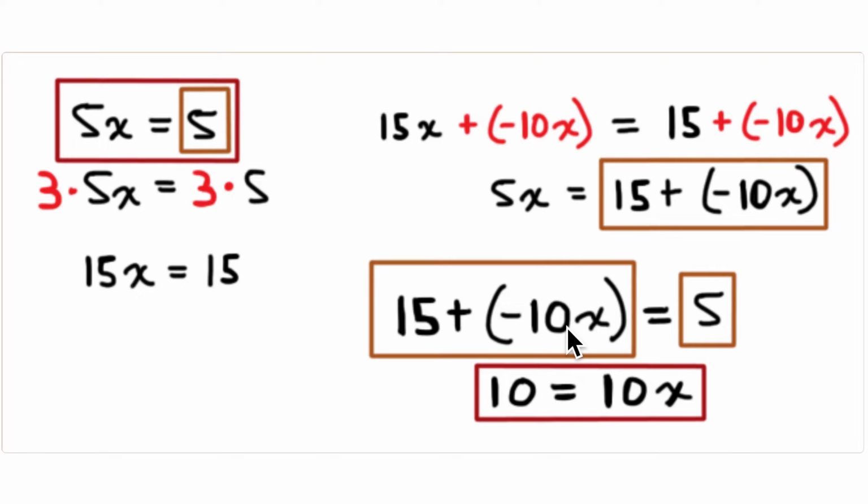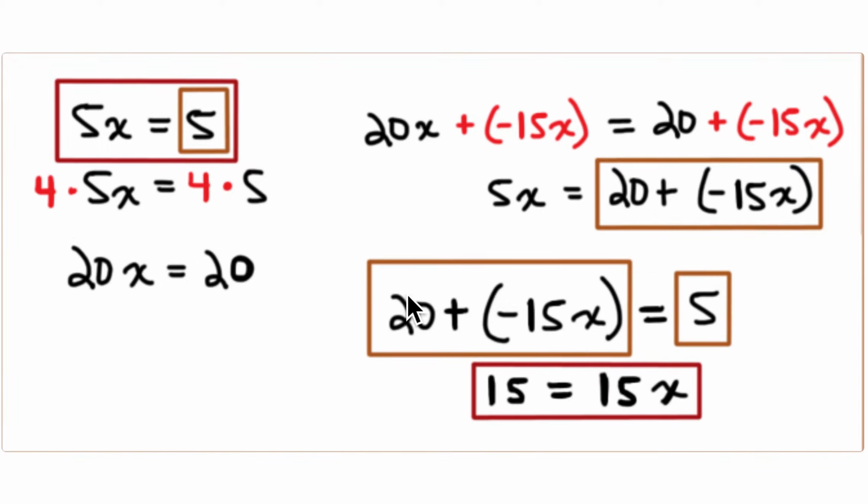I don't know if that makes sense, but let's try it again. So what if I use 4 times 5x and 4 times 5? So now I have 20x equals 20. So to get it back to 5x, same steps. I'm going to add a negative 15x, so add a negative 15x over here. Come to the same realization that this 20 plus a negative 15x is equal to the same 5.